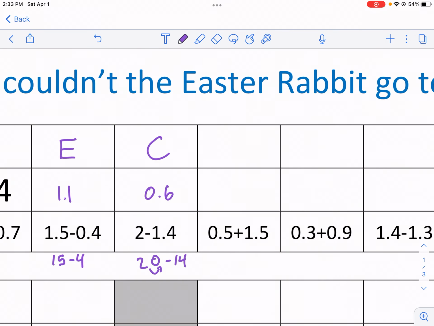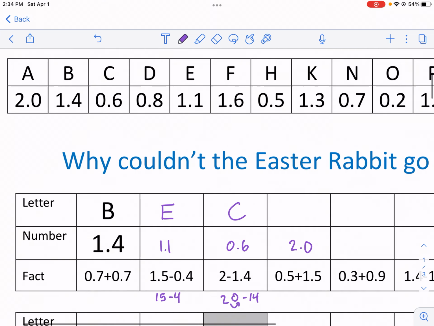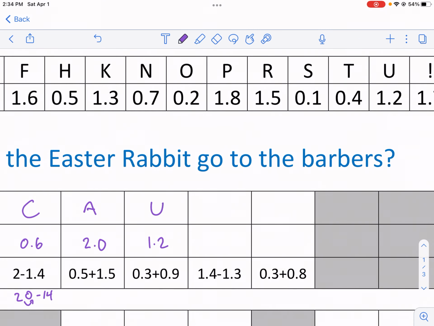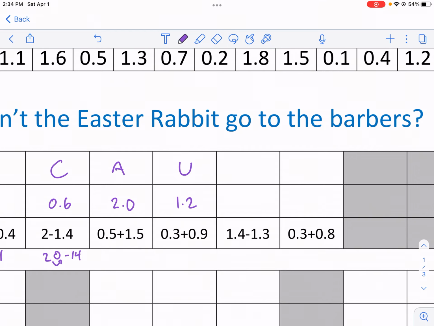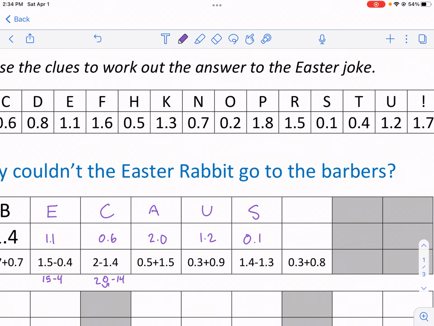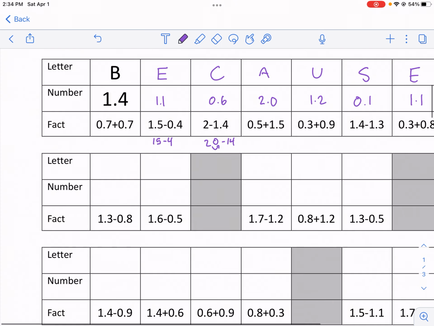So this is like 5 plus 15. That's going to be 20, or just 2, 2.0. I'm going to put 2.0, and I get that is letter A. Looks like my suspicions are going to be correct. Then I have 0.3 plus 0.9. That's like 12, or 1.2. So 1.2 is going to be U. And then 1.4 minus 1.3, that's like 1, or 0.1. So that is going to be letter, where's S? S. And then last one, 0.8, that's like 11, 1.1, and that is letter E. We already used that one. Okay, so we got because.